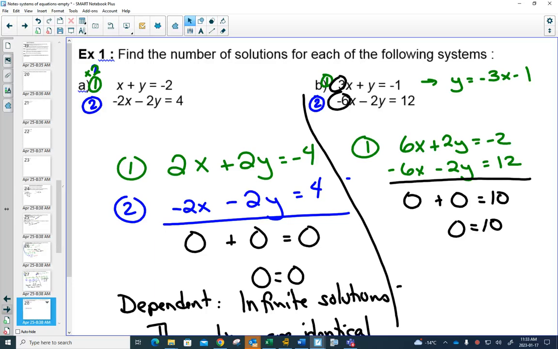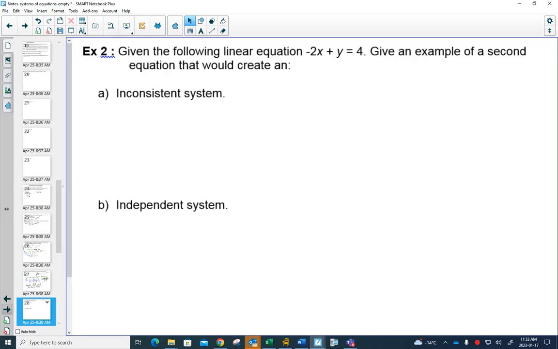Everybody good? Ready? So now, if I told you the one equation was negative 2x plus y equals 4, could you give another equation so that it creates an inconsistent system? In other words, what do we need here graphically? We need two parallel lines.